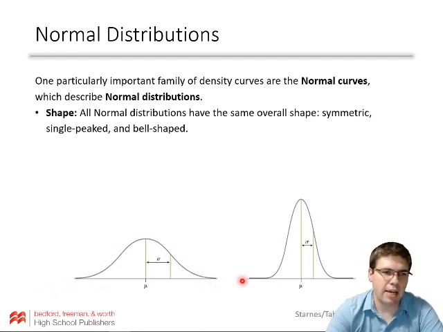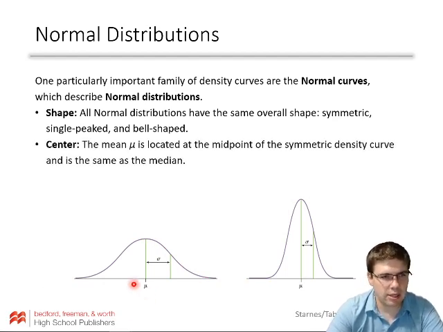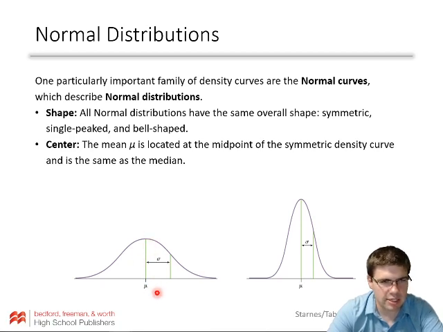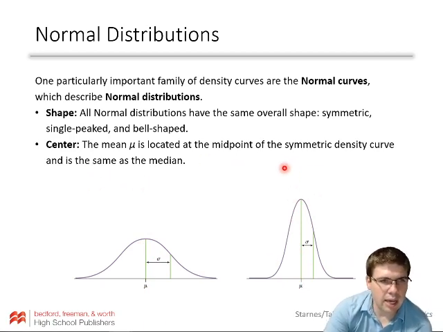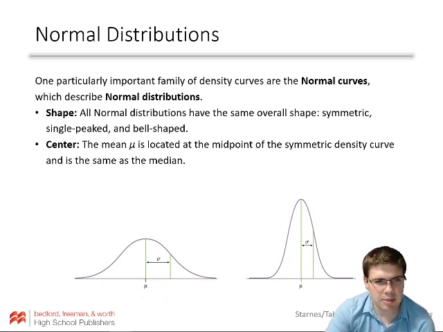So we have that kind of curve, but these are both normal distributions down here. The center can be different. The mean, so the mu, is the center of that distribution. It's a symmetric distribution, so the mean and the median will both be the same for these density curves. It's located at the midpoint and is the same as the median.